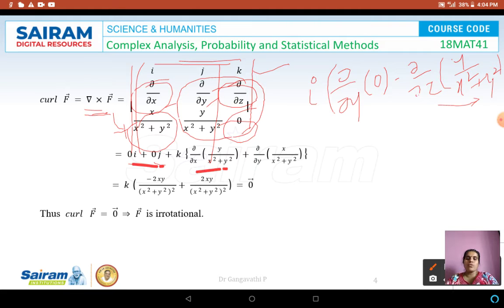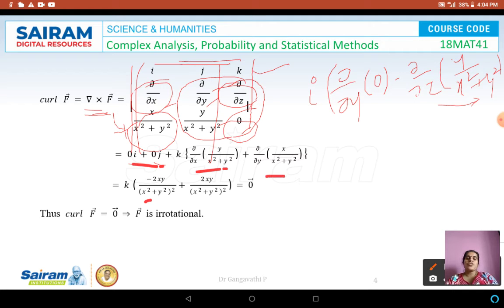For ∂/∂x of this, the numerator is y, so we keep it as it is. Differentiation of 1/(x²+y²) is minus 1/(x²+y²) the whole squared, and differentiation of x² is 2x. The minus is because differentiation of 1/x is minus 1/x².